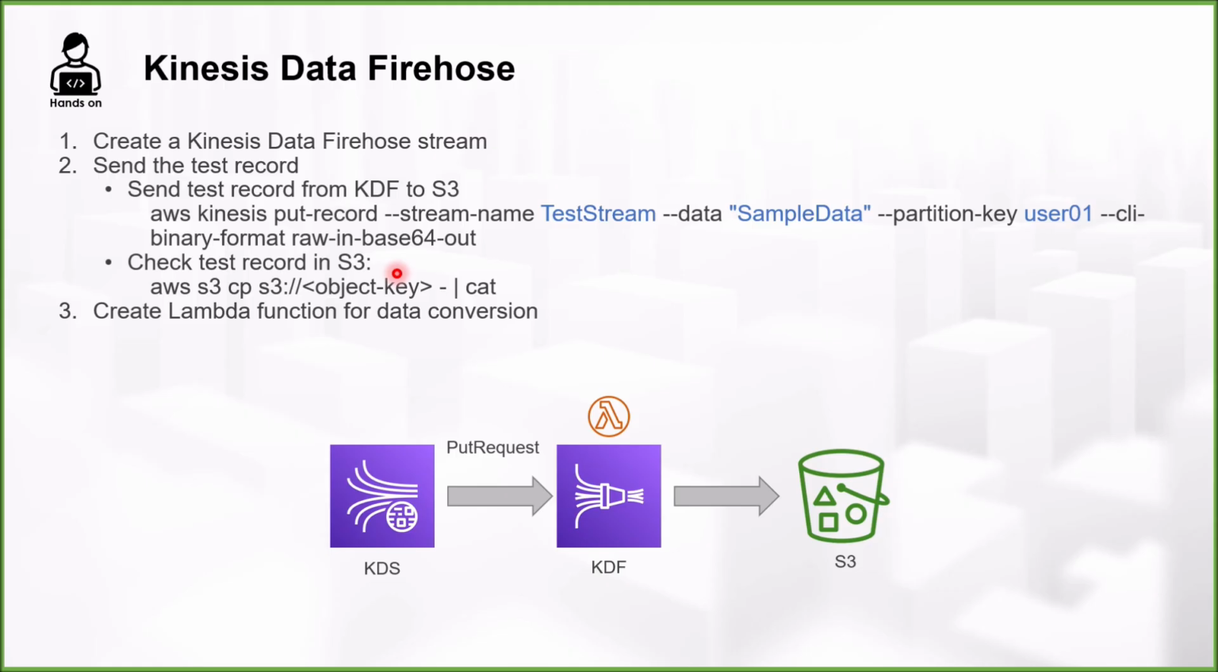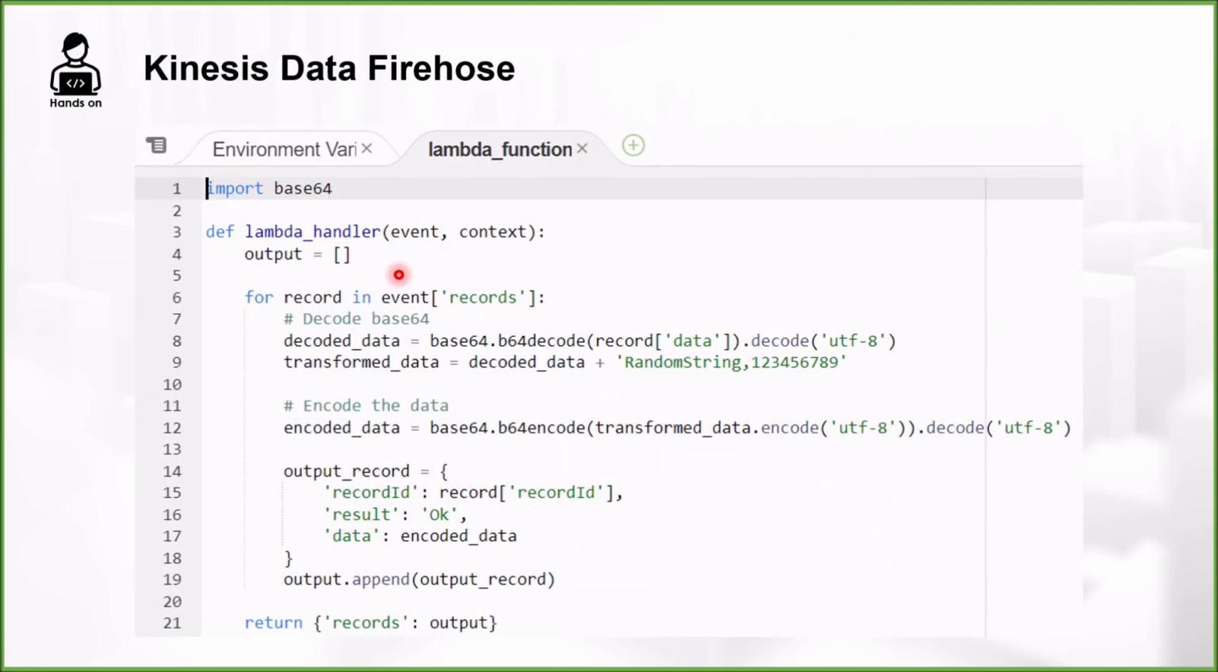The command to send the record from the Kinesis data stream is described here. And here is the Lambda function we're going to use. This one converts the data as a random string and a number. The data sent from the Kinesis data stream is encoded, so it needs to be decoded once, converted, and encoded again. So let's get started.